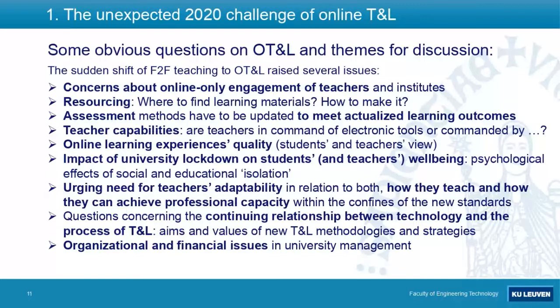There are two questions in that. First, how to teach methodically and how to achieve the professional capacity for online teaching. So that's a matter of training. Then the questions concerning the continuing relationship between technology and the process of teaching and learning. Are the aims and the values of the new teaching and learning methodologies and strategies indeed clear for everyone in our educational system? Then we have the organizational and financial issues, and of course that's the main concern for the university management level.